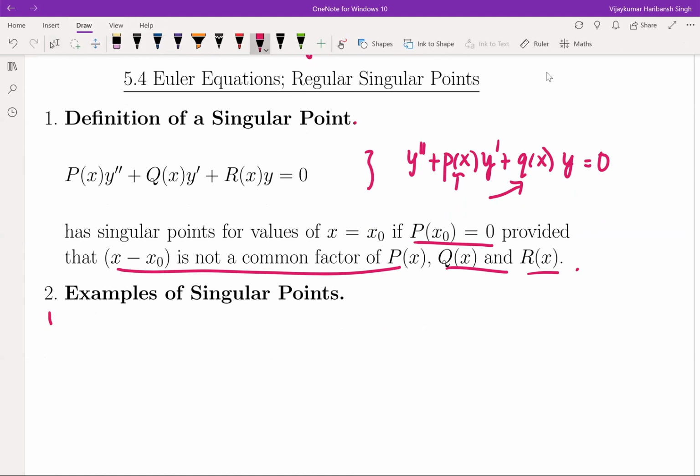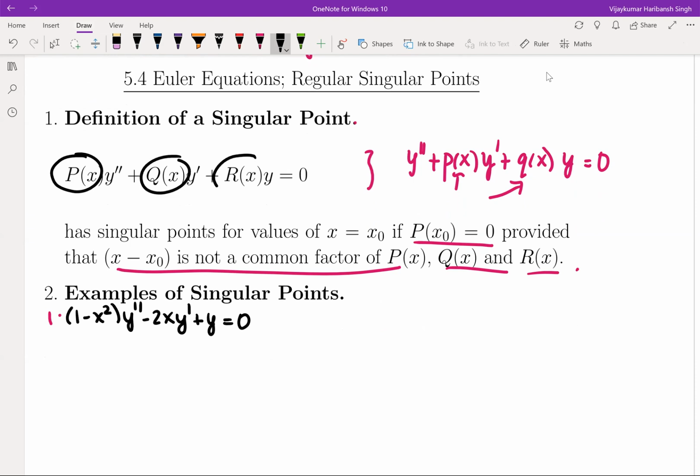Example 1, consider (1 minus x squared) y double prime minus 2x y prime plus y equals to 0. Now note that here we are taking P(x), Q(x), and R(x) to be polynomials, but they can be any analytic function in general. So this has singular points at x equals to plus or minus 1. Why is that? Because x equals to plus or minus 1 makes P(x) 0, but the other coefficients are non-zero, so x equals to plus or minus 1 are called singular points.